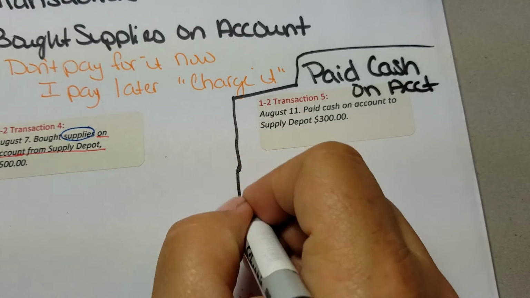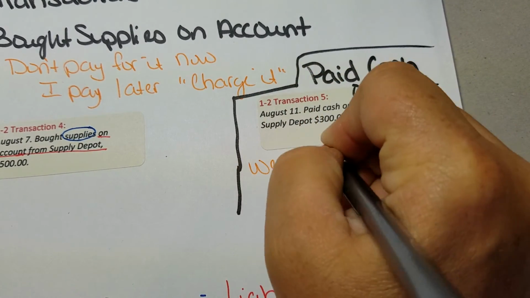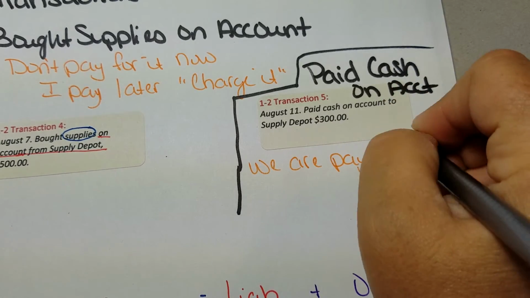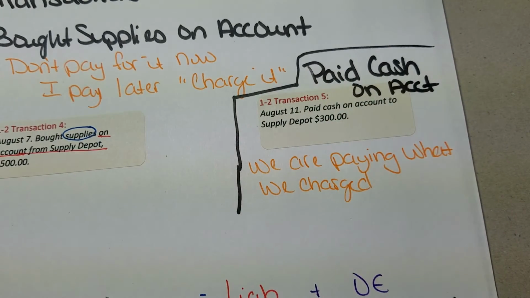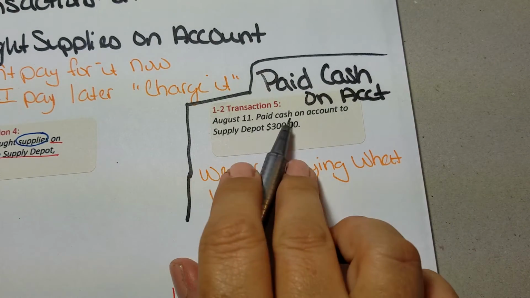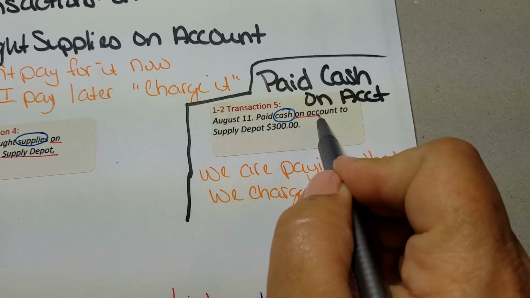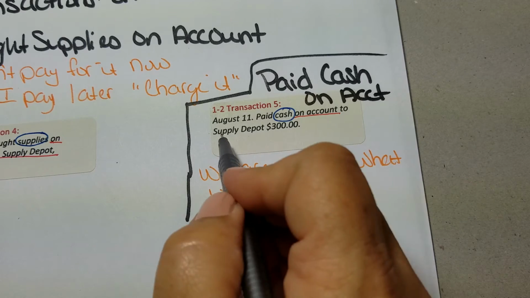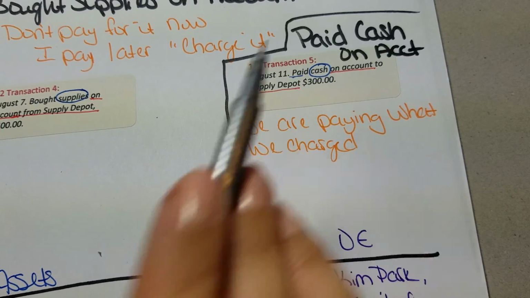So this time we're paying cash on account, which means simply that we are paying our bill. We are paying what we charged. Okay? So if we break apart this transaction, paid cash, well, there's our cash, so we're going to circle that. We know that that's an asset because that's a value. And we also know that on account means that that's going to be a liability, and this one was for Supply Depot for $300.